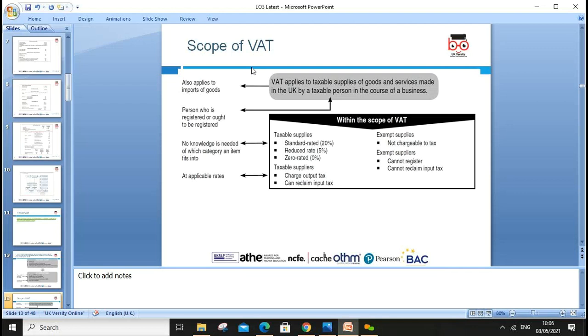Scope of VAT. VAT applies to taxable supplies of goods and services made in the UK by a taxable person in the course of business. Within the scope of VAT, a taxable supply can be standard rated, reduced rated, or zero rated. Do we know any examples of these, please? What are the standard rated? Most of the goods are standard rated. Yes. Any example of reduced rate, please?